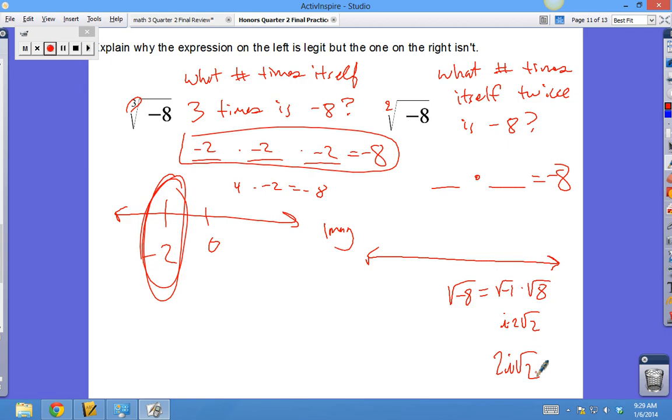So that's somewhere, who knows where that is. 2 imaginaries, 3 imaginaries. 2 imaginaries times the square root of 2. What's 2 times the square root of 2? 2 times the square root of 2, so it's like 2.82. So somewhere right here is 2 imaginaries times the square root of 2.